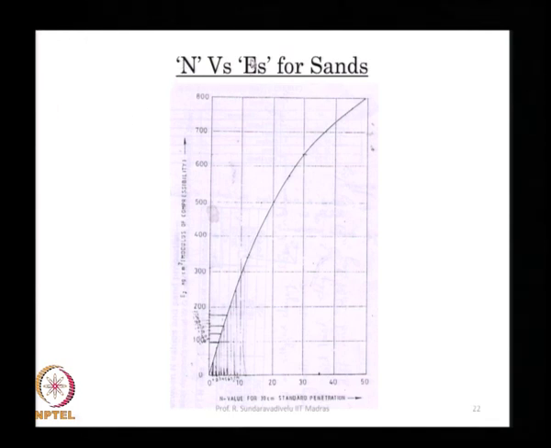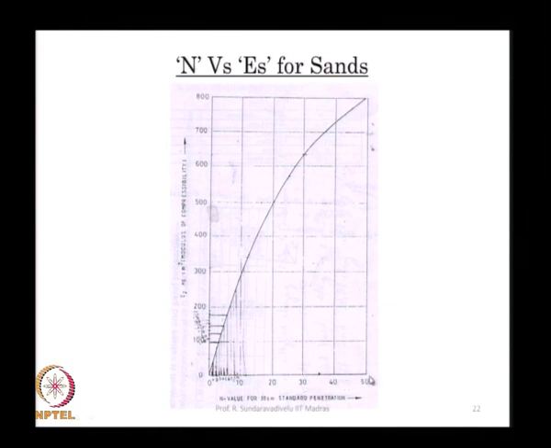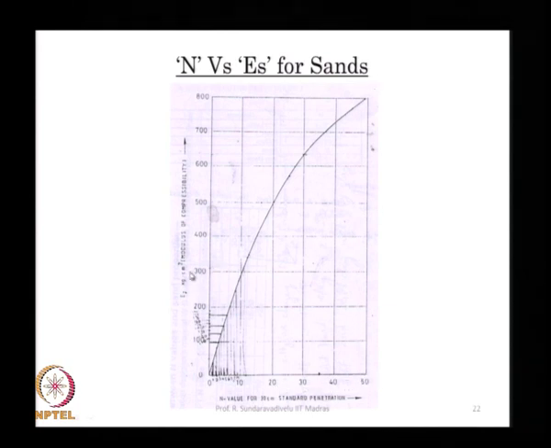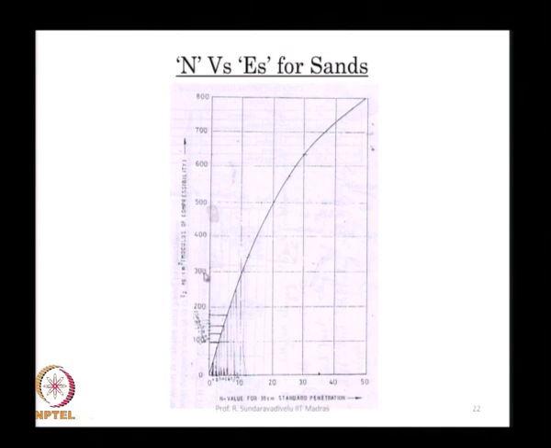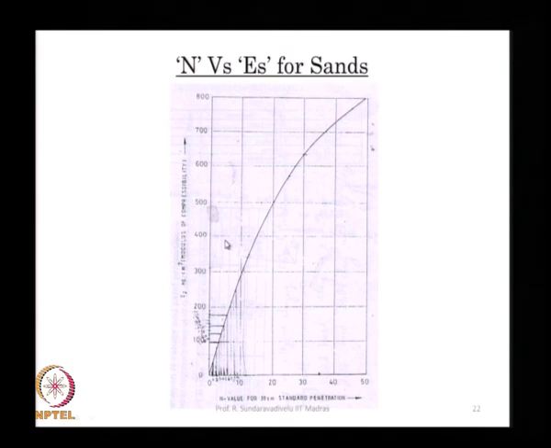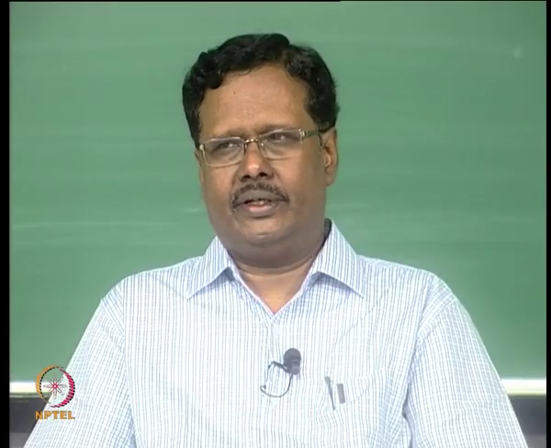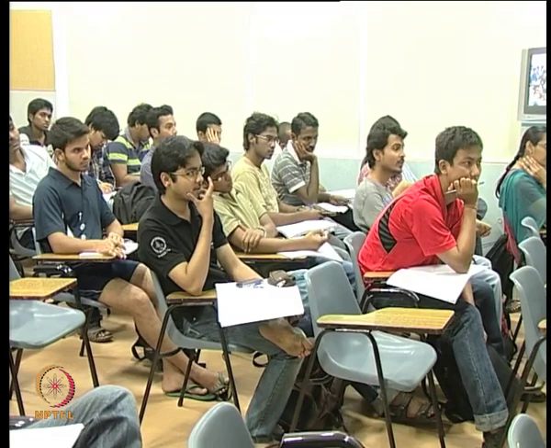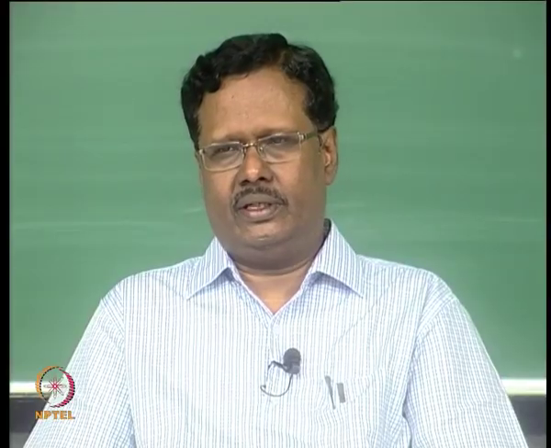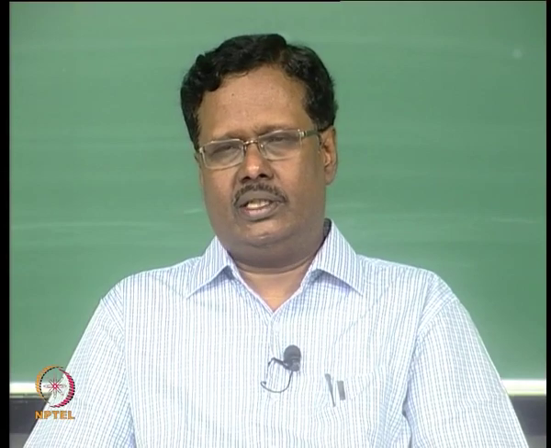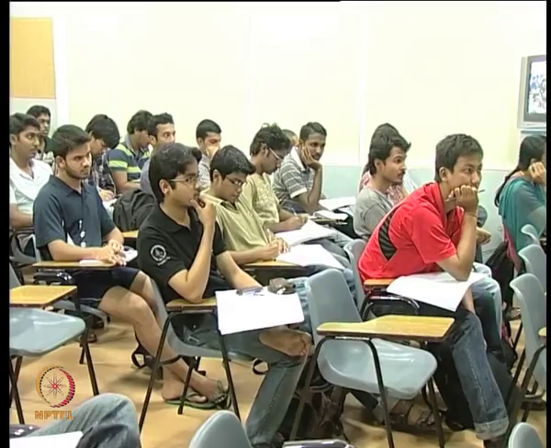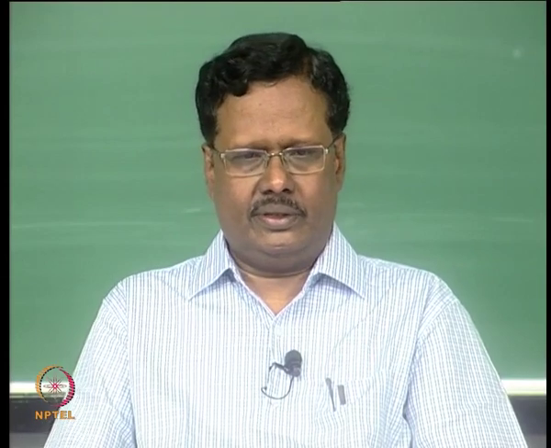So, we have SPT N value versus Young's modulus. N value is given in this axis up to 50, and this is the Young's modulus in kg per centimeter square. You can take this value. What is the Young's modulus of concrete? 20 GPa. It is related to the grade of concrete: 5000 into root of fck, that is the Young's modulus of concrete. And steel, that is a constant value, whatever be the grade of steel.